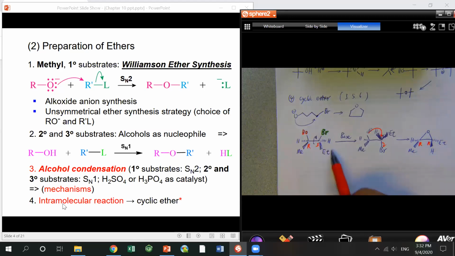If I show you some starting material and ask you to do the 3-membered ring formation, cyclic ether formation, you don't directly do it. You have to make sure the OH and the leaving group are on opposite sides of this bond so that you can do it. So rotate one of the bonds to get the product. And that gives you another example about the stereochemistry.